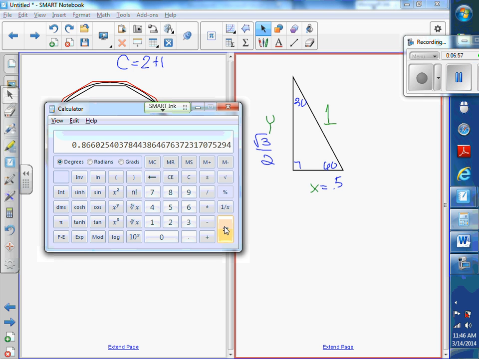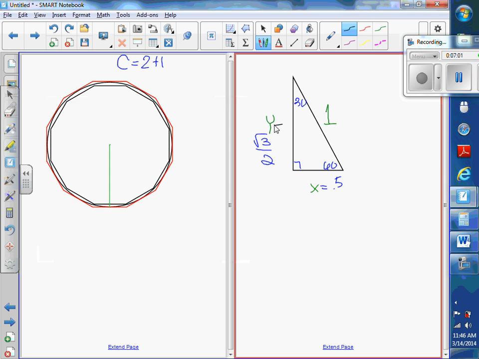0.866, is that what you got? Got it? Okay, I'm going to wait for a minute. Does everybody know what I just did? This is just an approximation, right? This is exact, that's approximate.